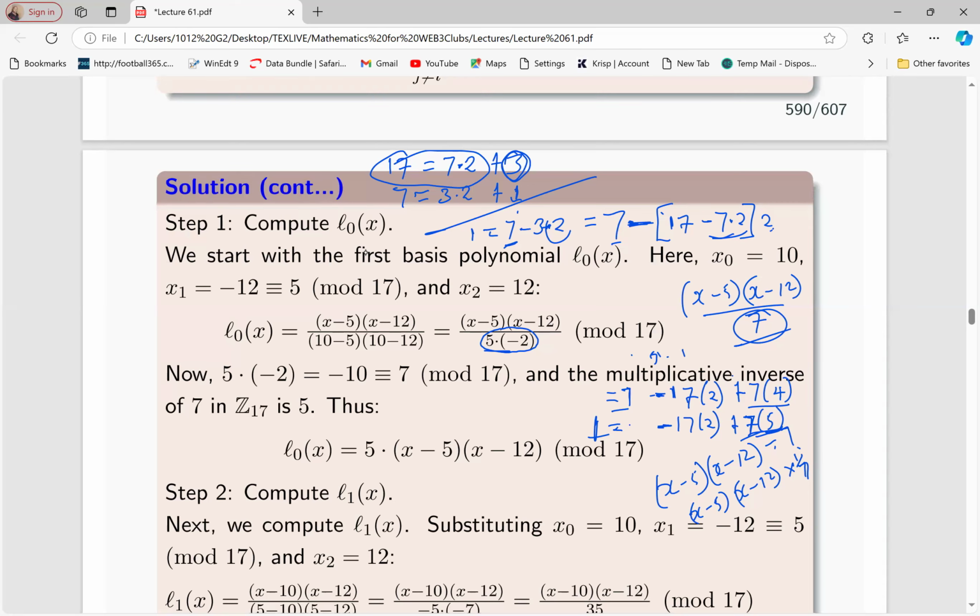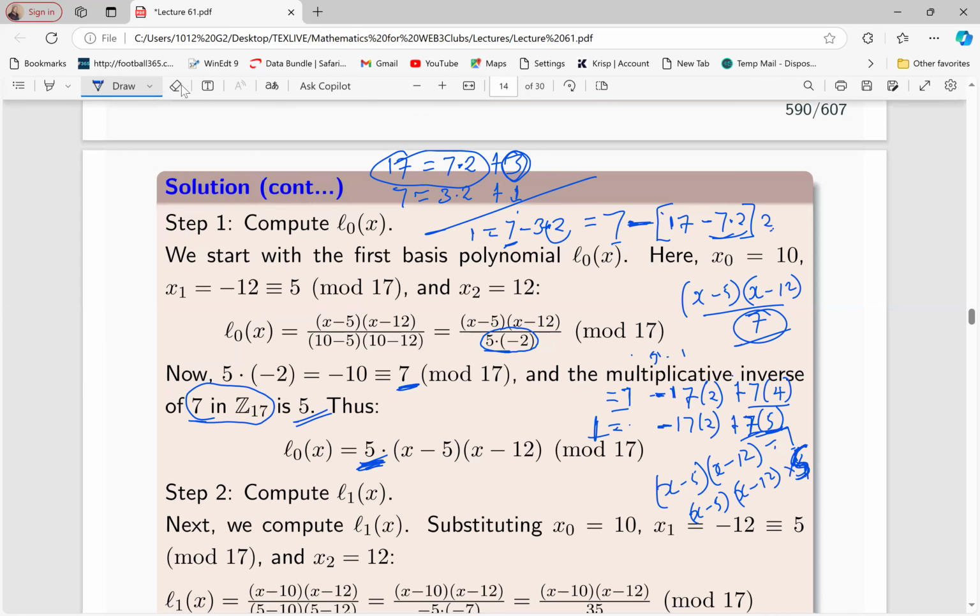So instead of multiplying by 1 over 7, we then multiply by 5, because that is the inverse of 7. That's why you see the 5 here. And that's why I said that the multiplicative inverse of 7 in Z mod 17 is 5. So that is how I got this inverse.